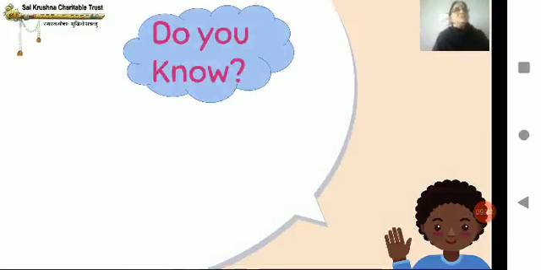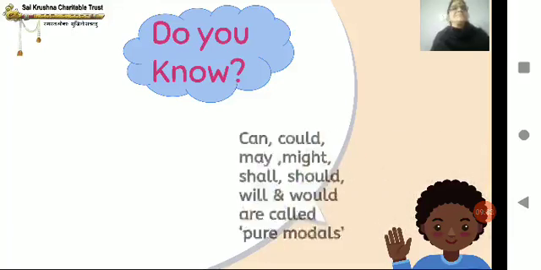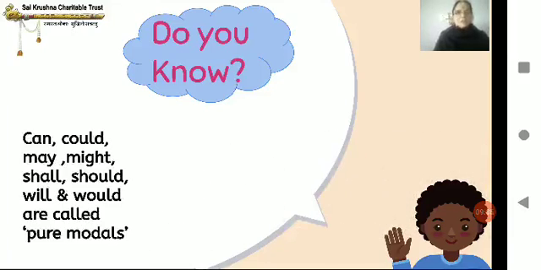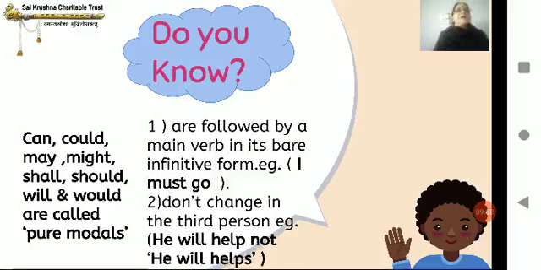Do you know what? Can, could, may, might, shall, should, will and would are called pure modals. How many of them? Can, could, may, might, shall, should, will, would. How many? 8 of them. They are called pure modals. They are followed by a main verb in its bare infinitive form.